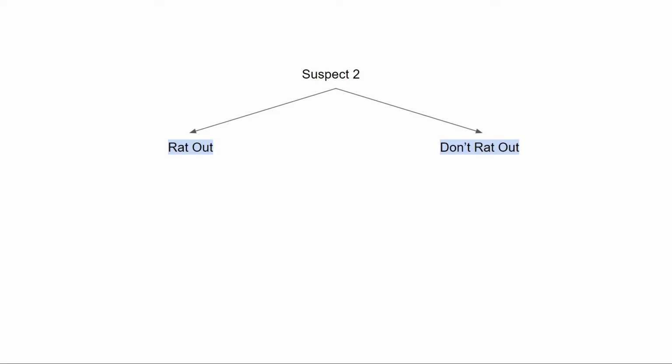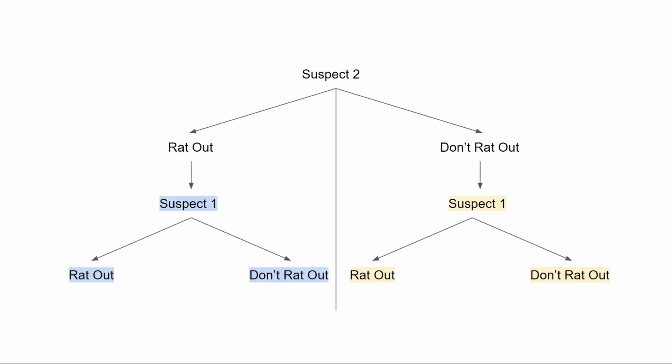Let's visualize this from the perspective of Suspect 1 against their partner Suspect 2. Suspect 1 has to anticipate what their partner might do. What are Suspect 2's options? They can rat out or not rat out. Great. But we don't know which outcome to choose, because Suspect 1 hasn't made their choice yet. What can Suspect 1 do for either choice? Well, they can rat out or not rat out. We're getting closer to the solution.